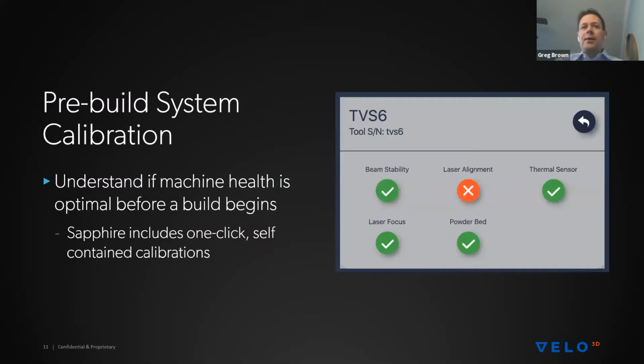So going more into the tool health and the status icon. What that is really giving you an indication of is the pre-build system calibration. There's a lot of unique metrology and sensors that are built into the Sapphire system, and they're all designed one way or the other to be able to tell is the machine within spec or not.